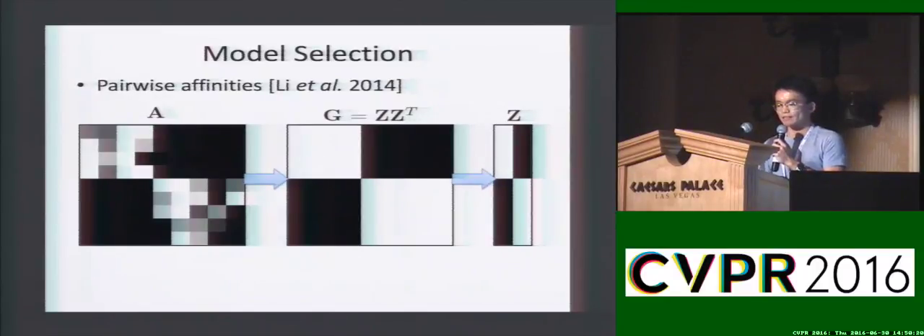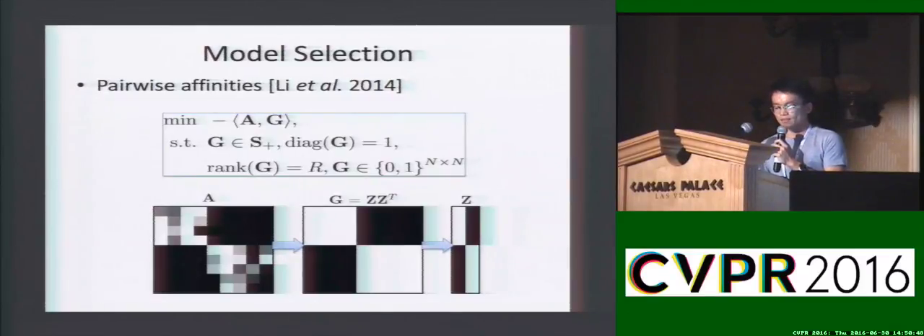In any general clustering problem, estimating the number of clusters is an inherent problem, which is known as the model selection problem. In our previous work with pairwise affinities, given a contaminated affinity matrix A, we try to recover a matrix G, which can be easily factorized to obtain the cluster indicator matrix Z. Matrix G can be considered as a perfect affinity matrix, whose rank is exactly the number of clusters.